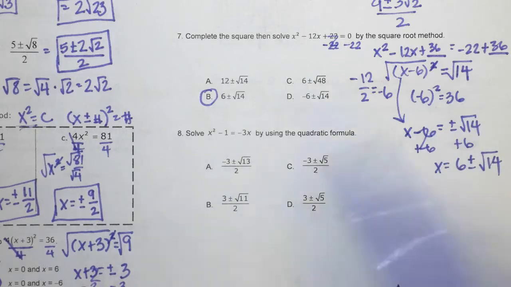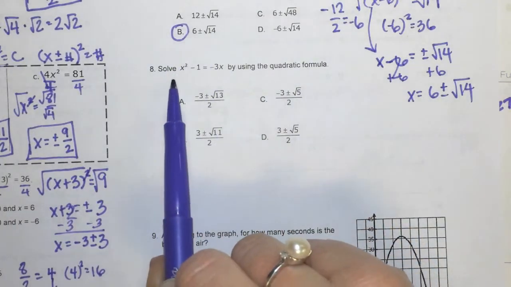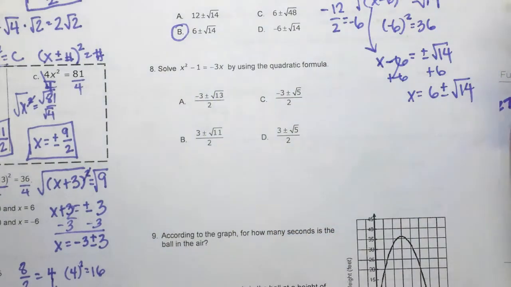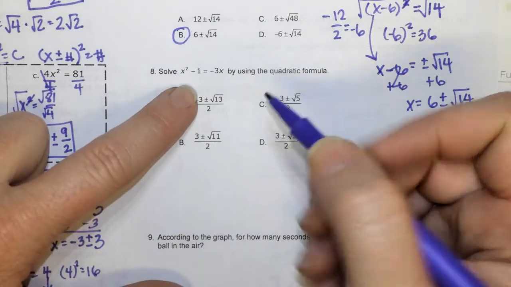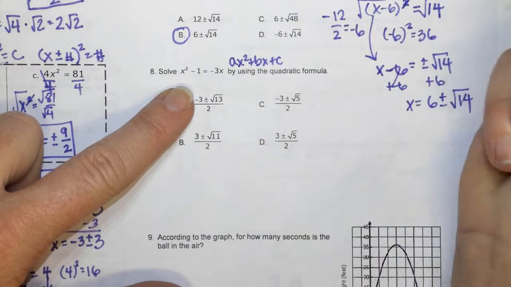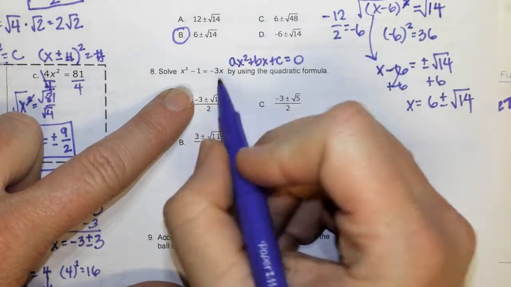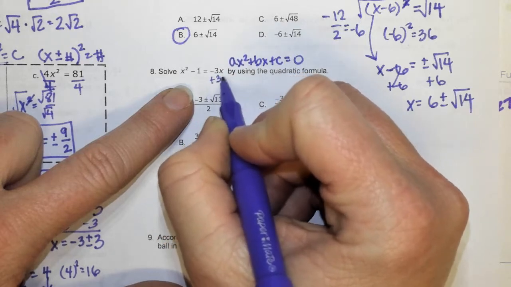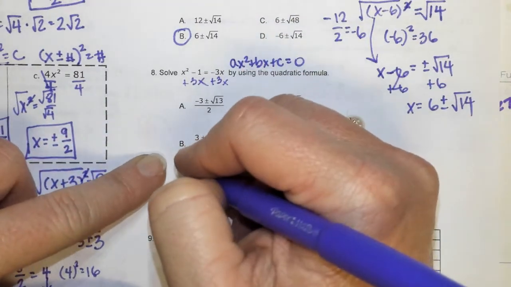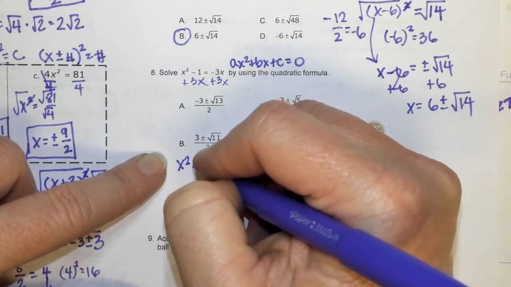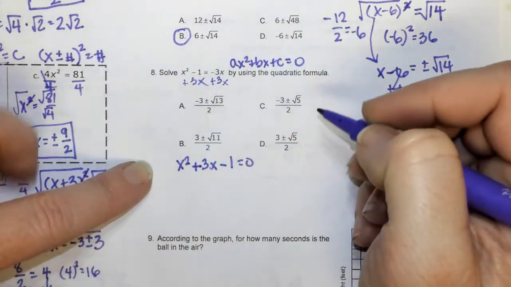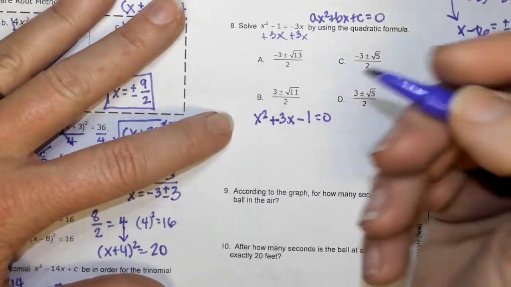Okay, so now number 8, it says solve x squared minus 1 equals negative 3x by using the quadratic formula. Okay, so in order to use the quadratic formula, remember I have to have my equation in standard form, ax squared plus bx plus c, and I have to have it set equal to 0. So in order to get this side to be 0, I just need to add 3x to both sides. So then I'm going to have x squared plus 3x minus 1 equals 0.